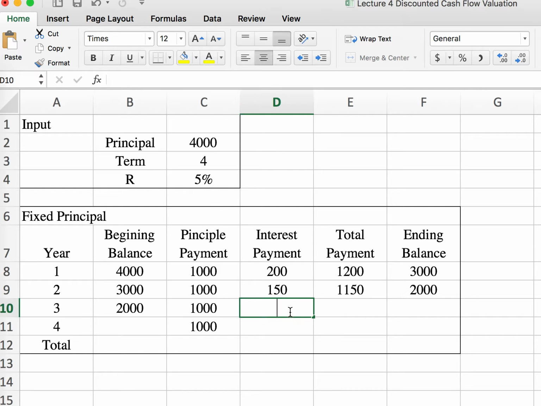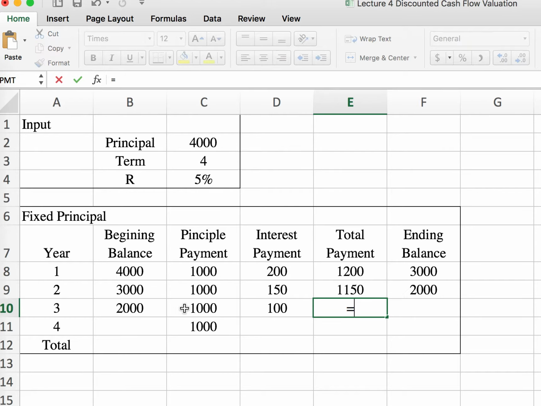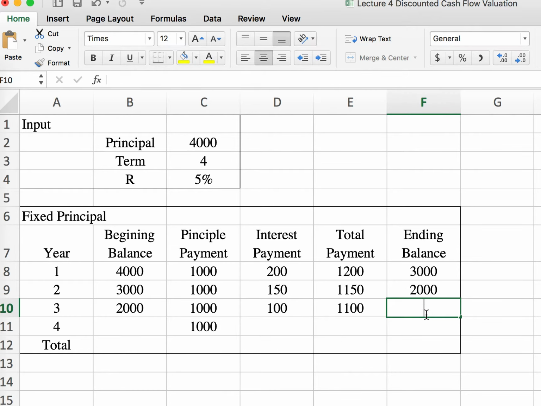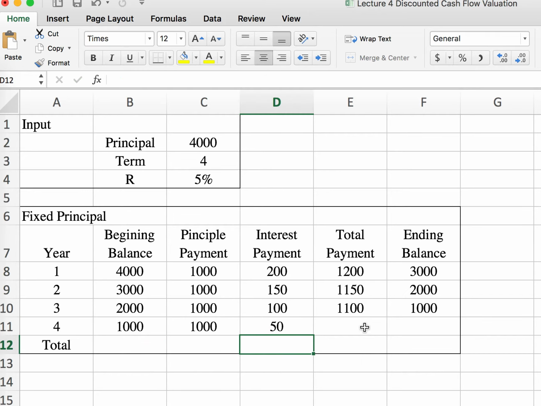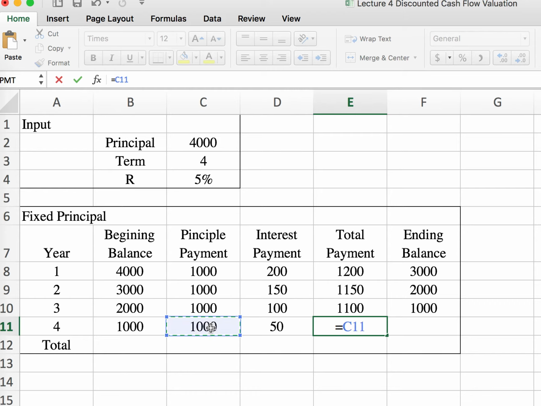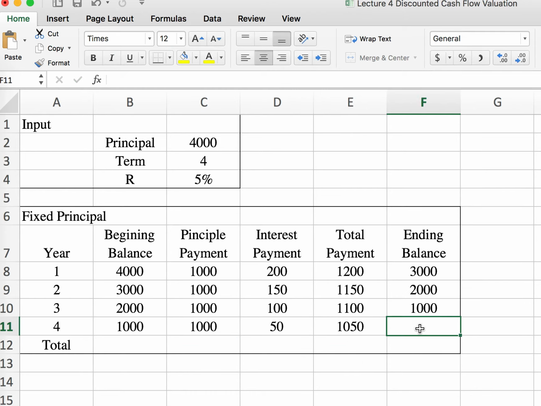And in the third year, the interest payment is going to be the beginning balance times the interest rate, so $100. Total payment is going to be principal payment plus the interest payment, and your ending balance is going to be $2,000 minus $1,000, and this $1,000 would be the beginning balance of the last year. And in the last year, the interest payment is going to be $1,000 times 5%, and the total payment is going to be $1,000 plus $50, and your ending balance is 1,000 minus 1,000.